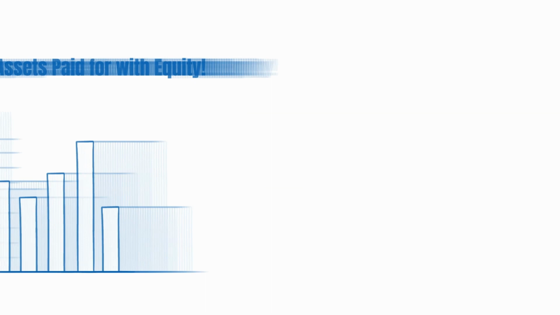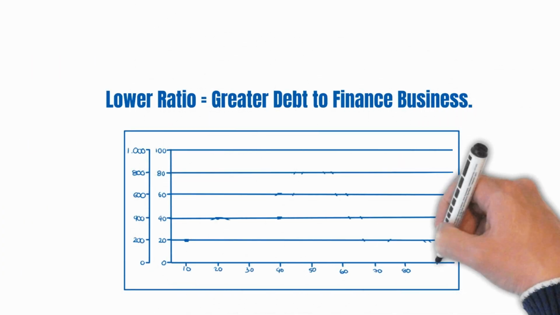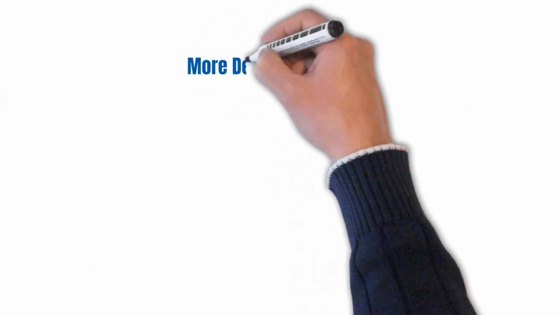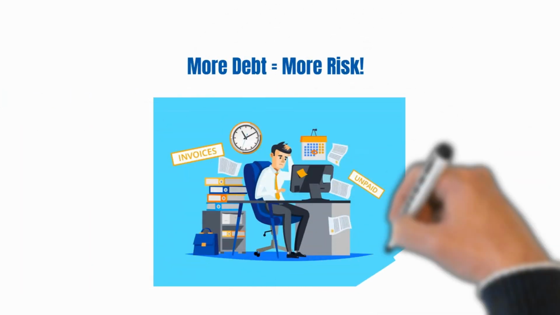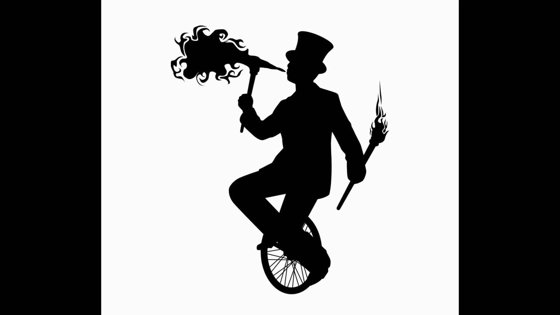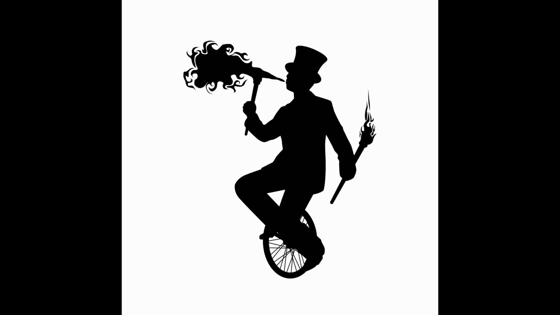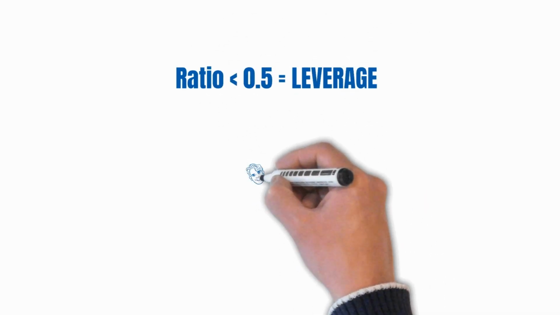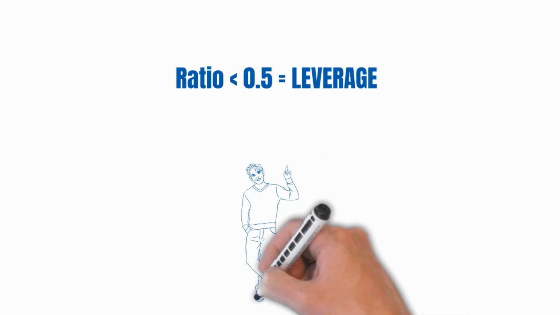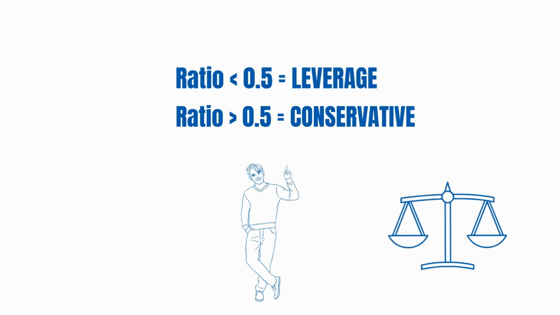with equity. The lower the equity ratio, the greater the reliance on debt to finance the business. More debt equals more financial risk. It's kind of like a circus clown riding a unicycle. Now, the smaller the unicycle, the more teetery that clown becomes. Generally, a ratio below 0.5 is considered leveraged, and a ratio above 0.5 is considered more conservative.